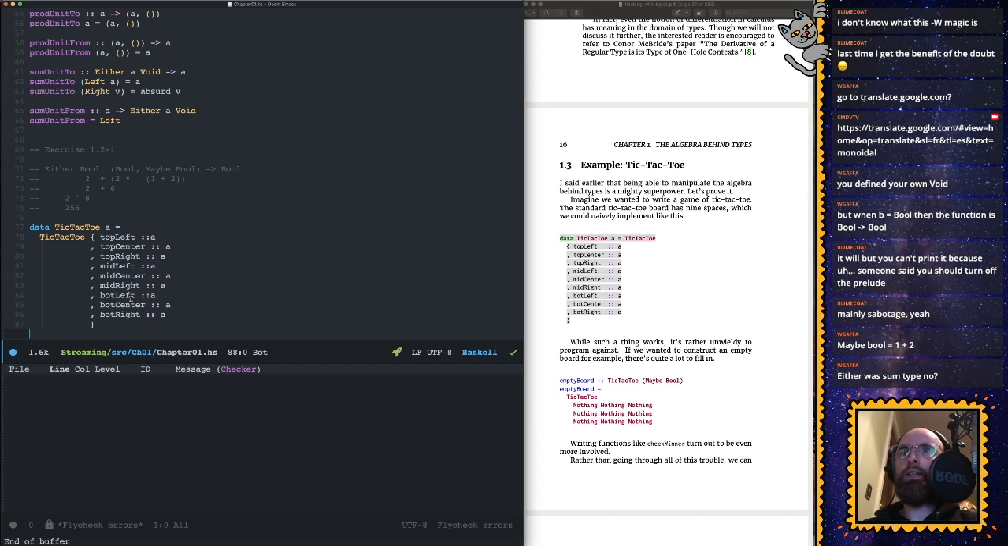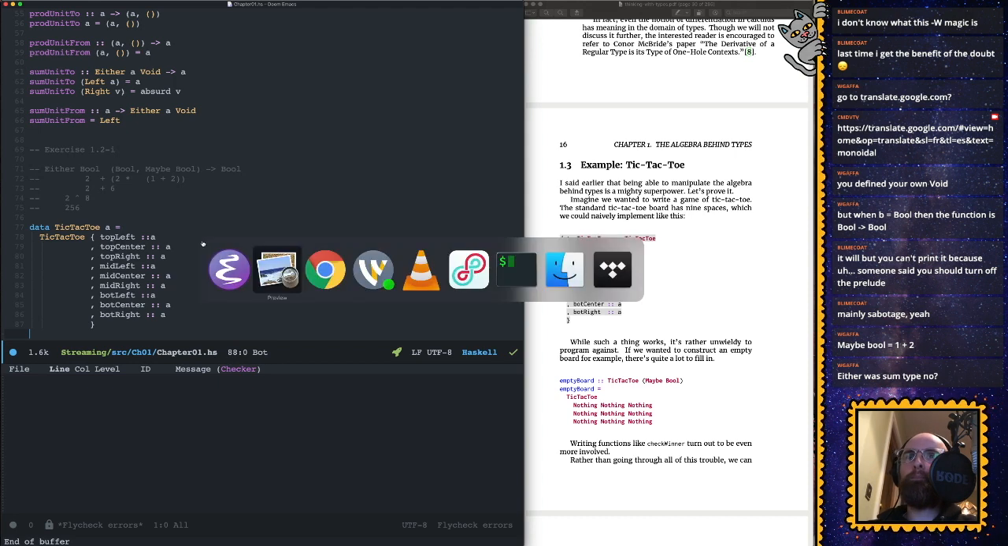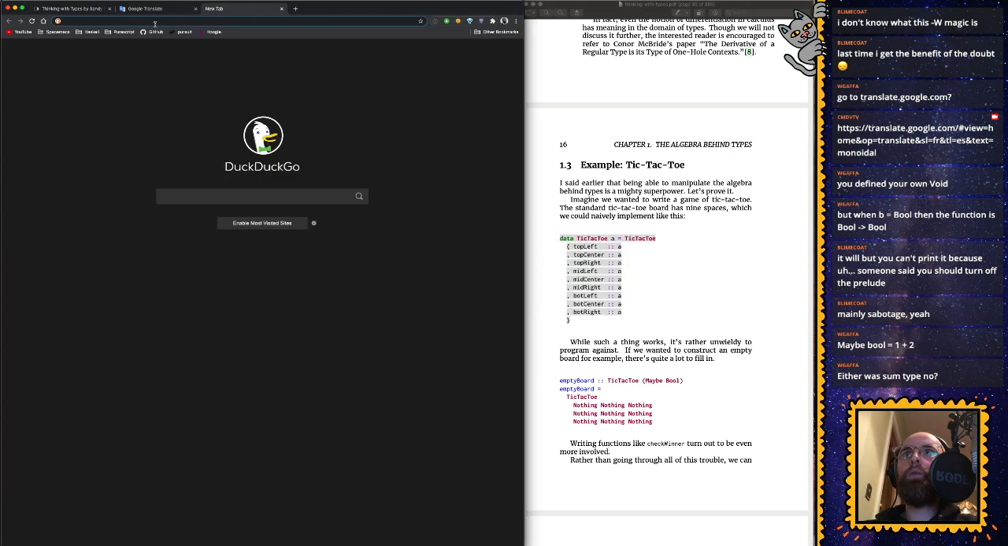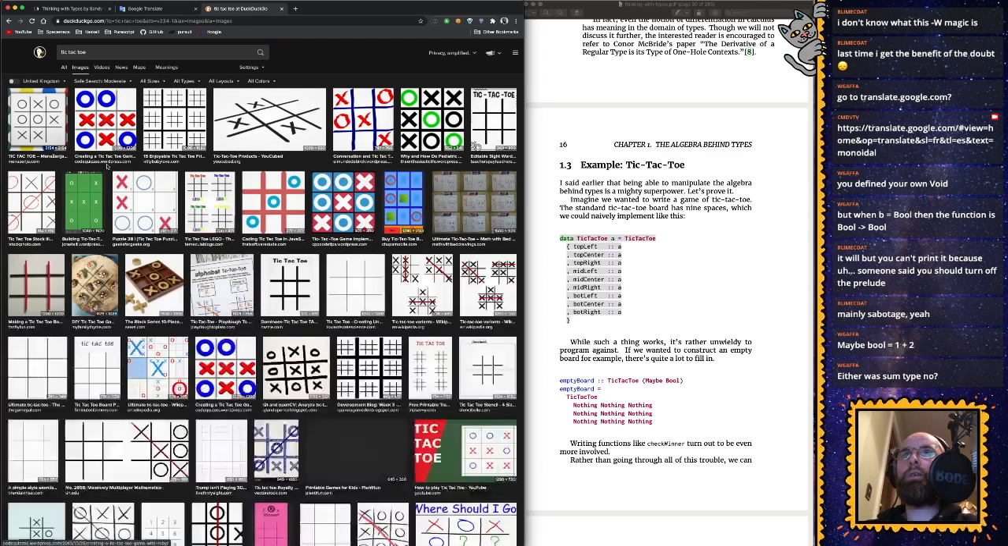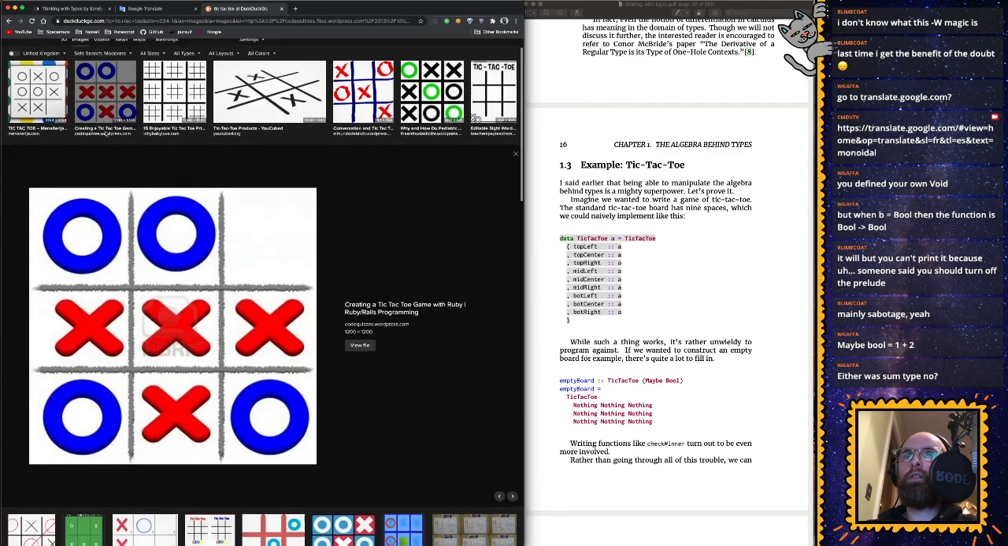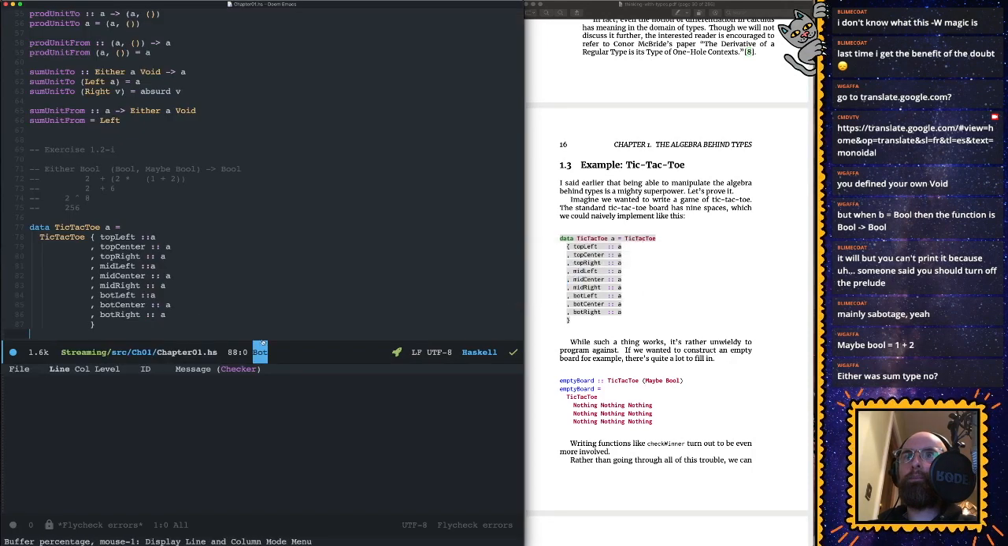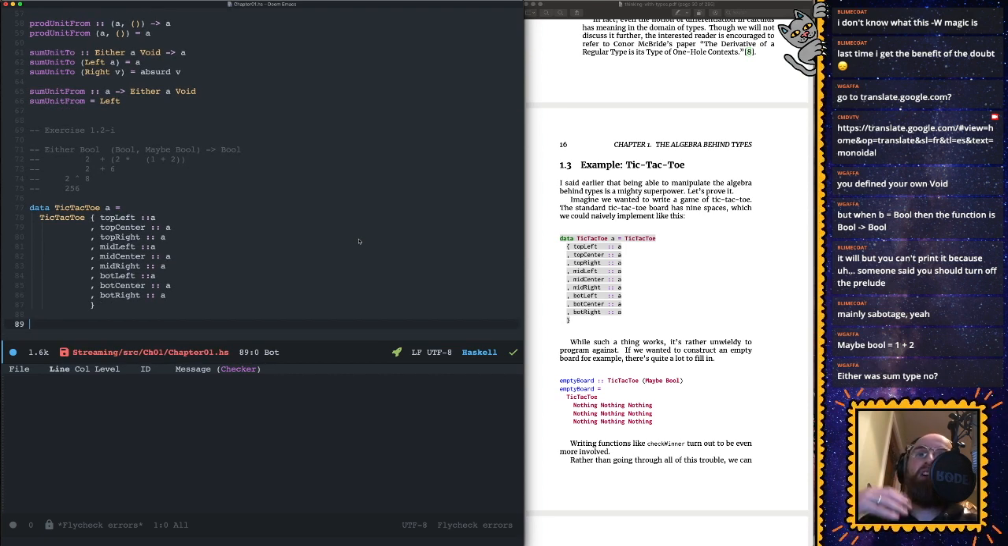So we can see, tic-tac-toe, there's going to be 9. So you've got top left. Actually, let's just do this quickly. Tic-tac-toe, tic-tac-toe. There we go. It's 9 squares, isn't it? I'll zoom in. So we're dealing with 9 squares: top left, center, top right, mid, bottom. So we've represented our tic-tac-toe as a type, and this is how we're doing it.